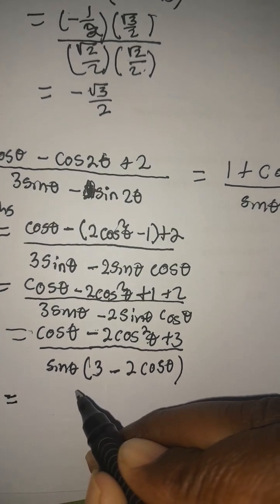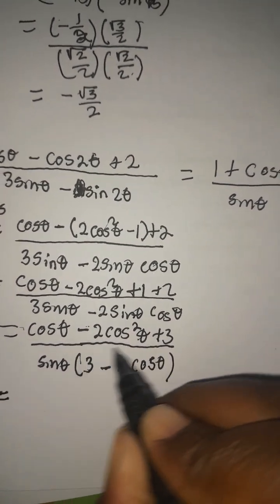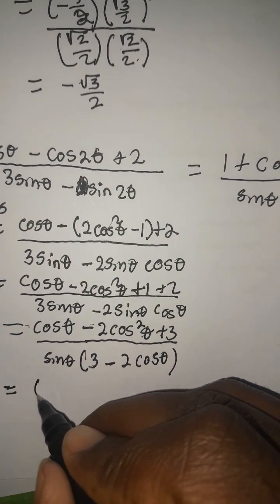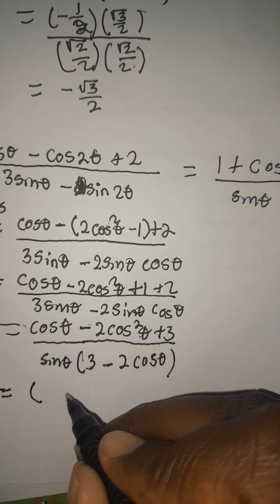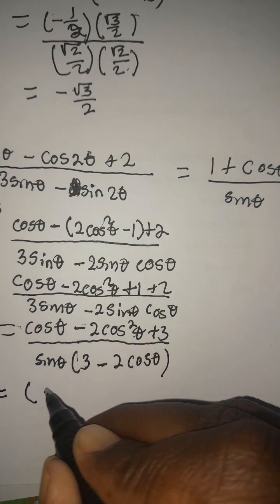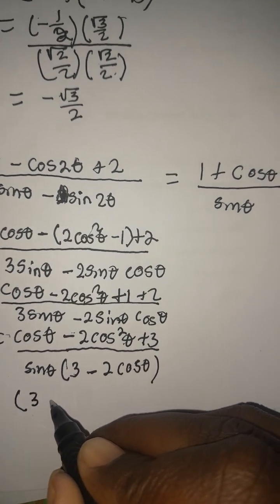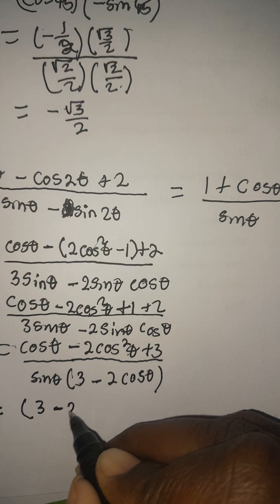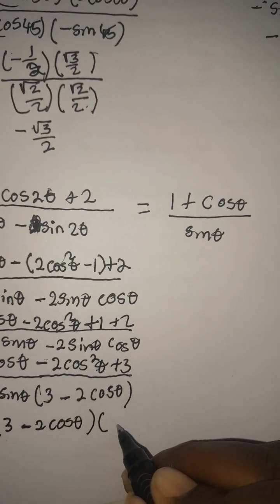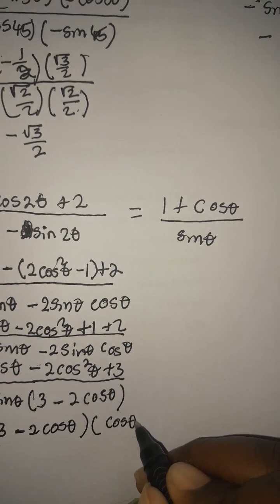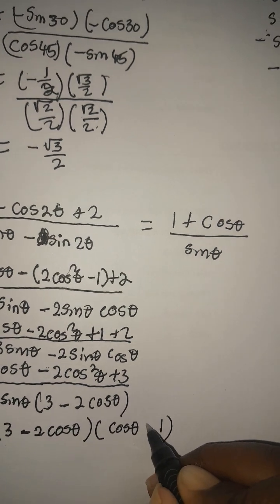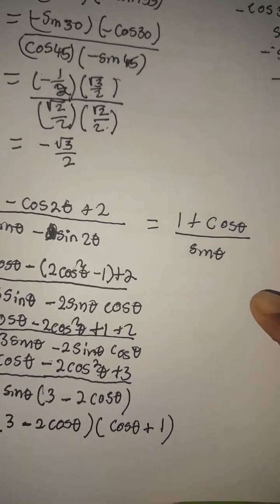From that, guys, we can factorize this. For us to factorize this, the factor of 2 cos squared theta will be 2 cos theta. Let's start with the factors of 3. The factors of 3 will be 3 and 1. So we are going to have 3 minus 2 cos theta. The other factor of 2 cos squared will be cos theta, and the factor 1 here. So the sign should be plus. Remember, this will be plus.